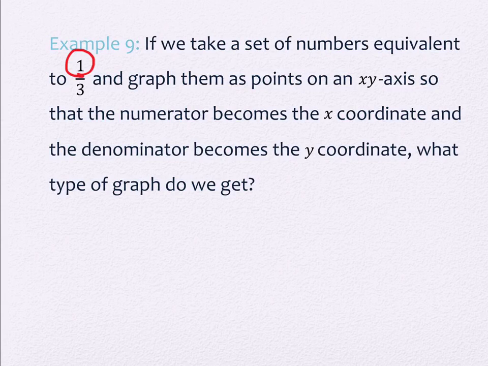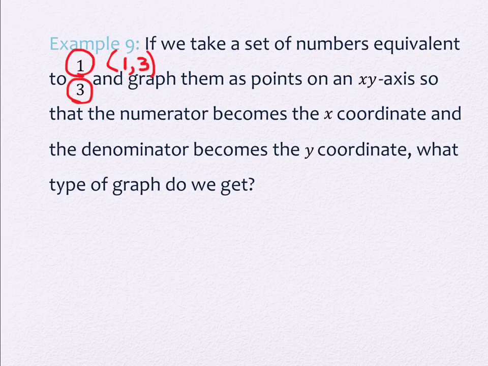It's the 1, right? It's going to become the x coordinate of an ordered pair. And the denominator, the 3, is going to become the y coordinate in an ordered pair. So this is the 1 point that they give us, (1, 3). We're going to plot this on an axis. But we need to plot other points as well that have fractions equivalent to 1/3.